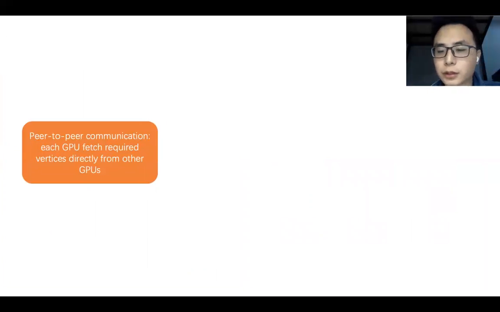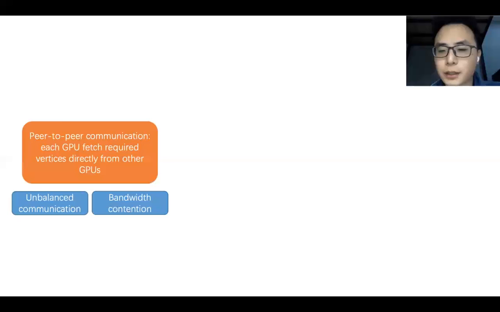Now let's see why the naive communication strategy is not efficient on GPUs. Peer-to-peer communication is the most straightforward strategy. In peer-to-peer communication, each GPU fetches required vertices from other GPUs directly. However, it has two problems because of the complex GPU topology, which are unbalanced communication and bandwidth contention.